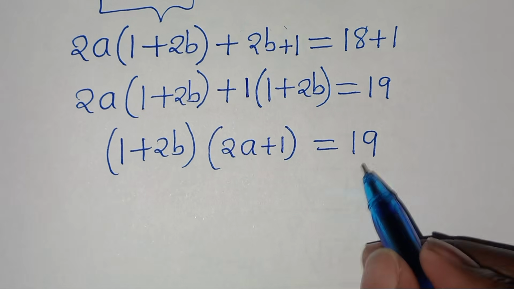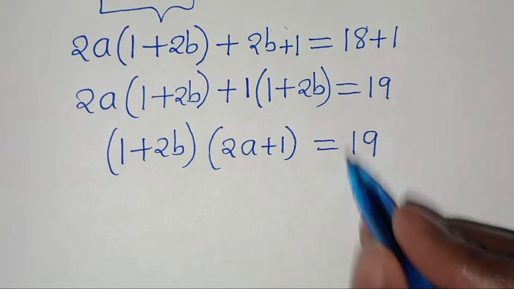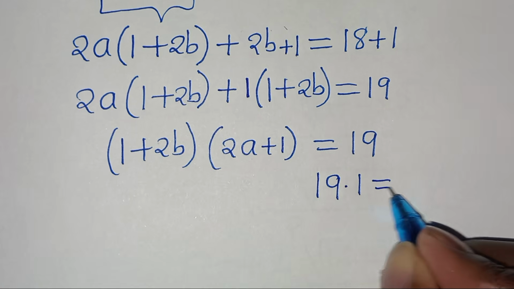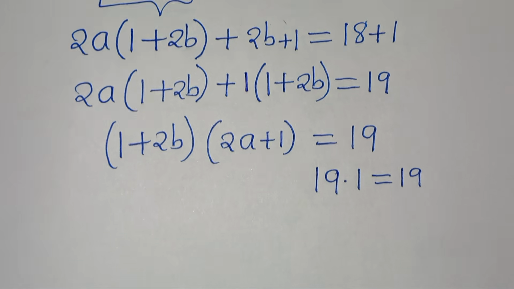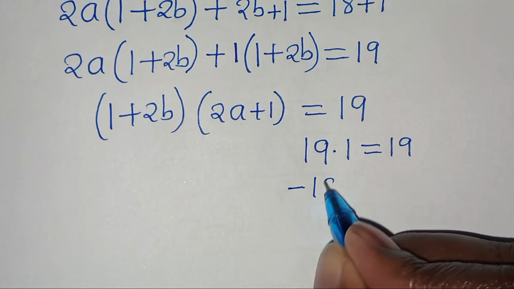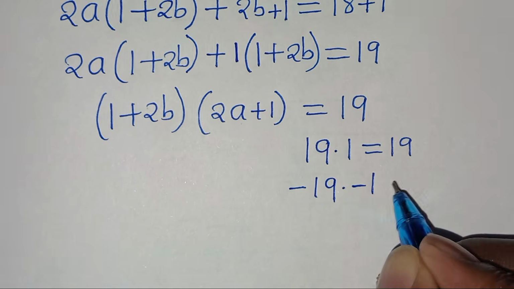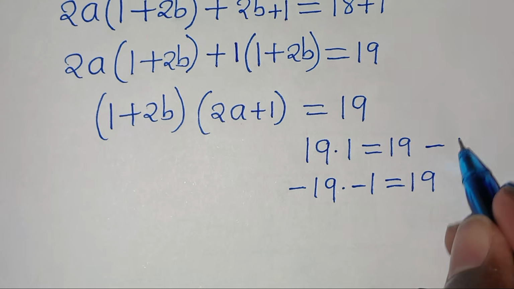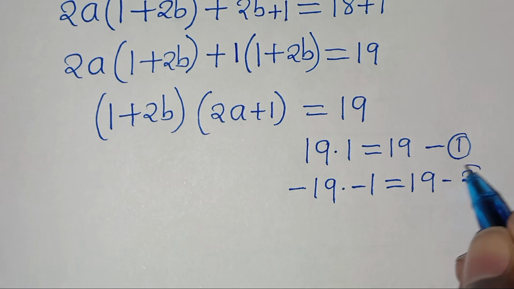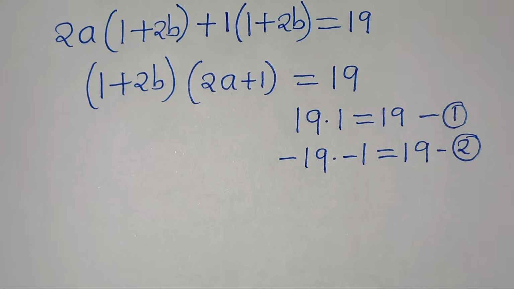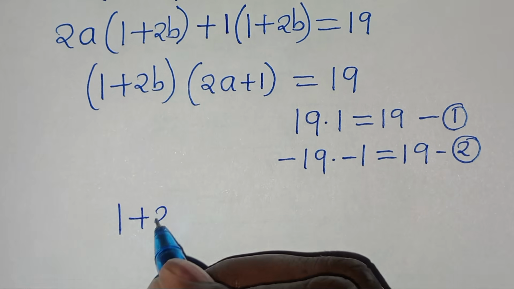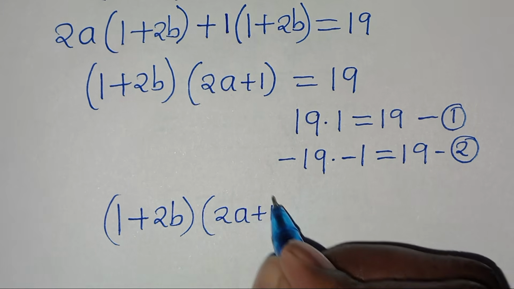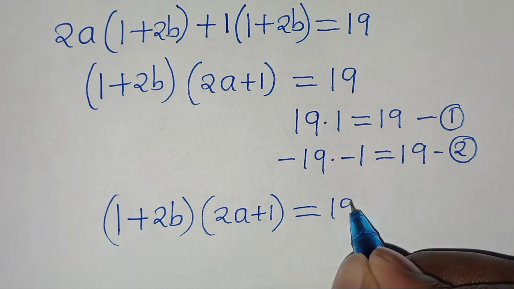The next step is to determine the prime factors of 19. We have 19 multiplied by 1, which is equal to 19, and we have minus 19 multiplied by minus 1, which is also equal to 19. So we have case 1 here, and this is case 2. This implies that we have (1 plus 2b) multiplied by (2a plus 1) equal to 19 multiplied by 1.